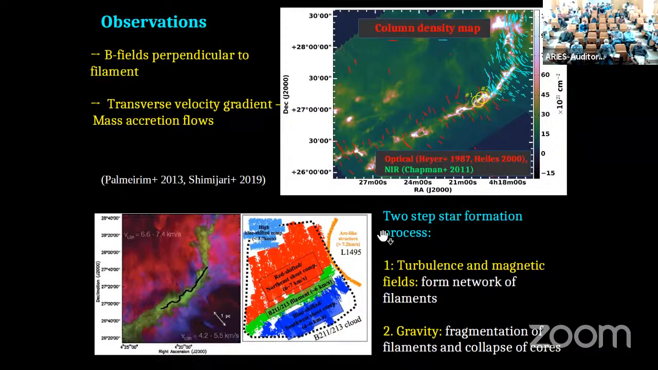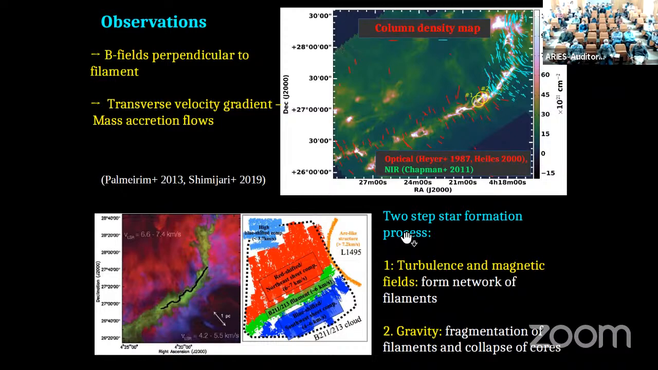So recent surveys have actually come up with a two-step transformation process. Here, the turbulence and magnetic fields collaborate with each other. This turbulence, which is supersonic on the larger scale, can actually sweep up the material, similar to when we sweep up the ground, and you can see the accumulation of material. So if you have two converging large supersonic flows, there is an accumulation of material. And then magnetic fields actually funnel the material. Magnetic fields tell the material to just flow along the field lines, but not across the field lines.